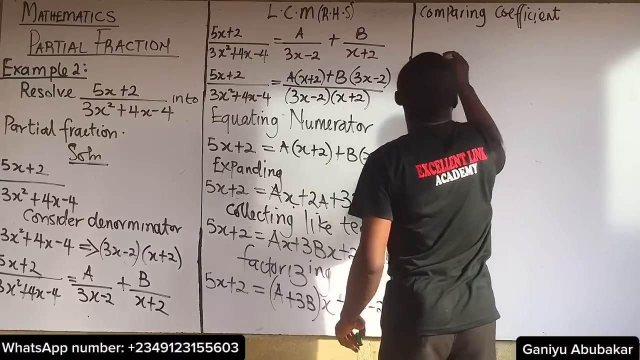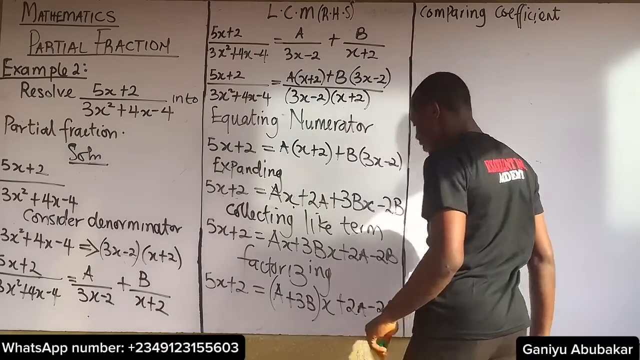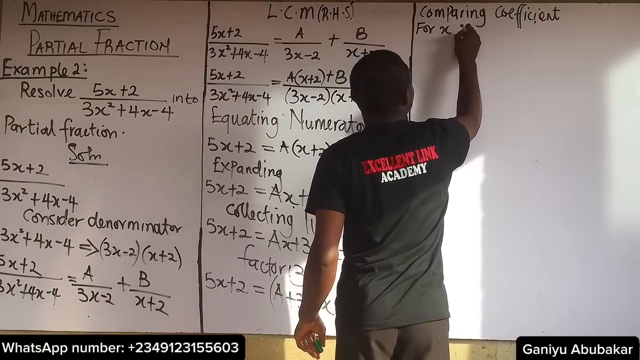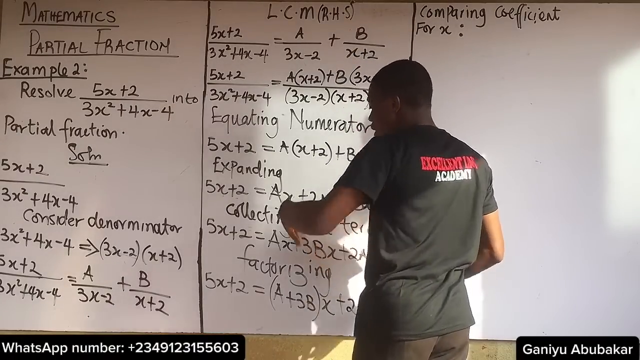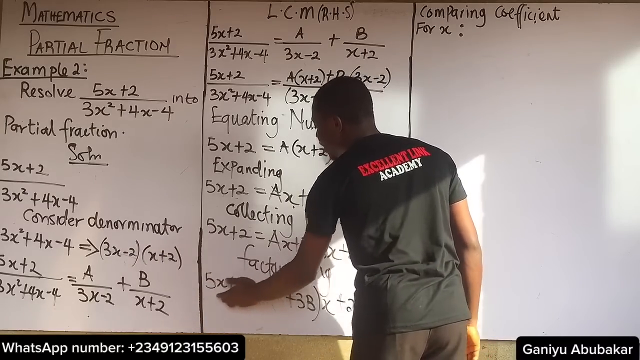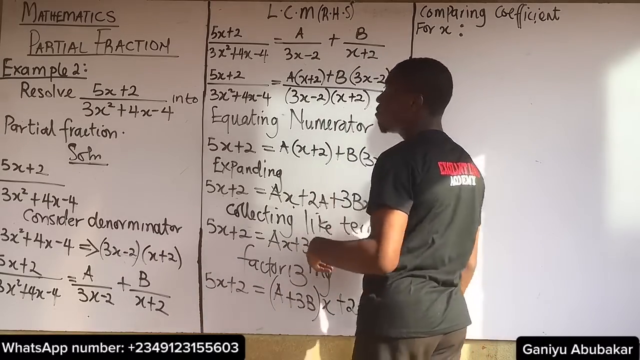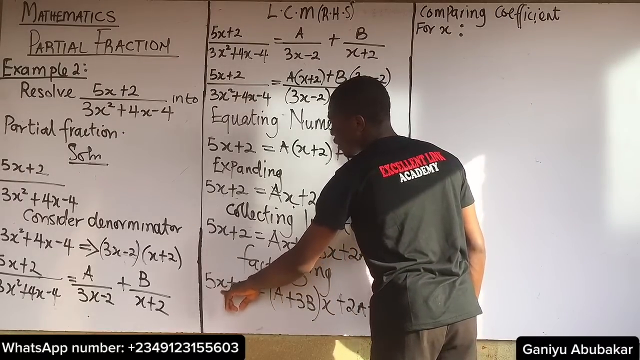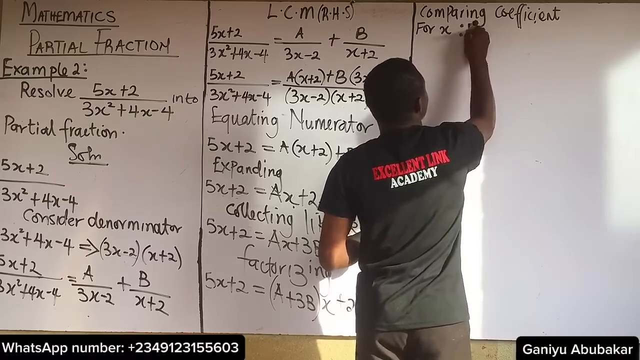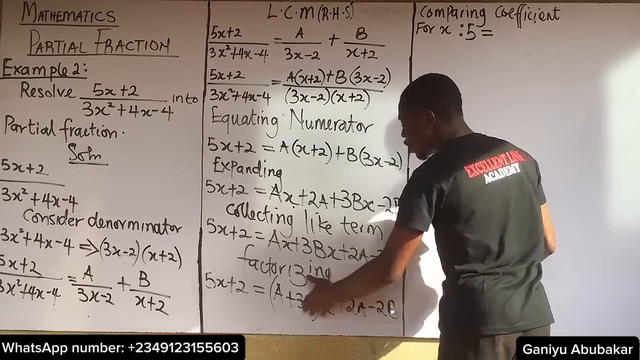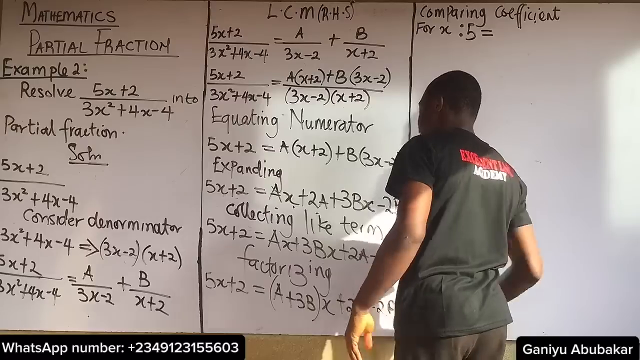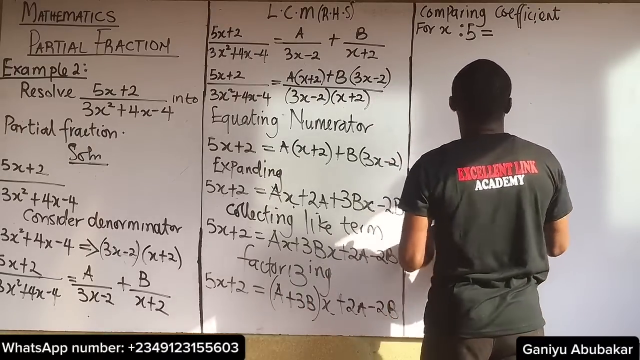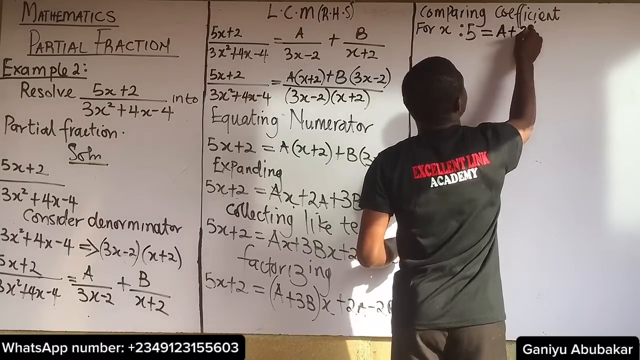So comparing coefficients, what do I mean? Start with x. Check your left hand side. Is there any term having x? Of course, I have 5x. So the coefficient of x is what? 5. So I have 5 here to be equal to, check your right hand side, this is x here. The coefficient is what? a plus 3b. So I have a plus 3b.